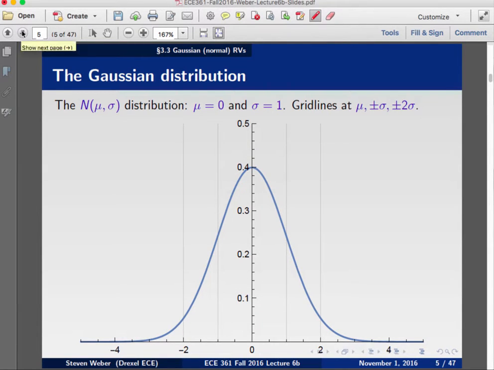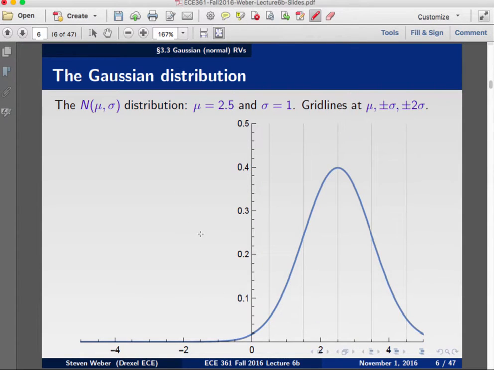Now consider what happens when I set mu equal to 2.5. You see how the distribution shifts so that it's now centered at mu equals 2.5. I've again drawn those grid lines at plus or minus sigma and plus or minus 2 sigma, which now correspond to 2.5, 1.5, and 0.5, as well as 3.5 and 4.5.